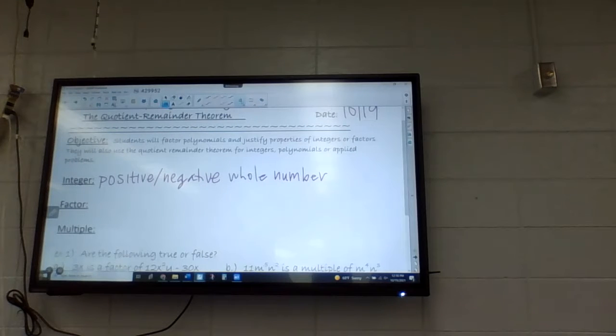Factor has nothing to do with adding. Nice try though. A factor is something you multiply. It's the things you multiply. So it has to do with multiplication. They actually both have to do with multiplication and division. So a factor is a number that can divide into another number evenly. Like 3 is a factor of 12 because 3 divides into 12 evenly, which means there's no remainder. It's a whole number.